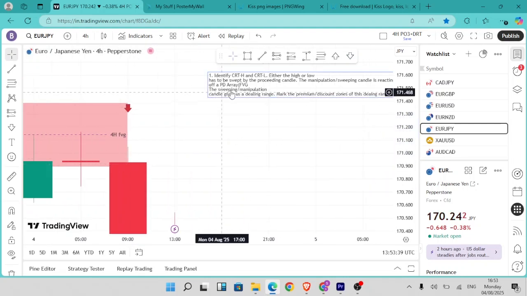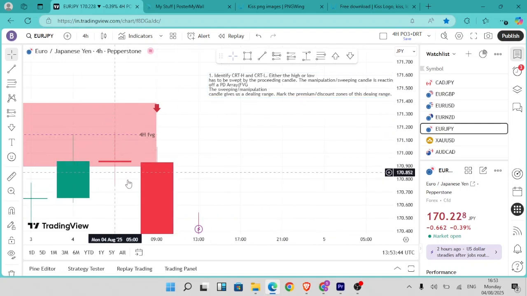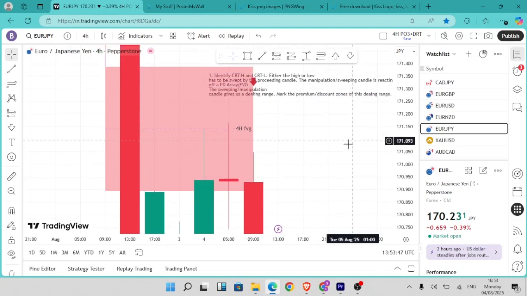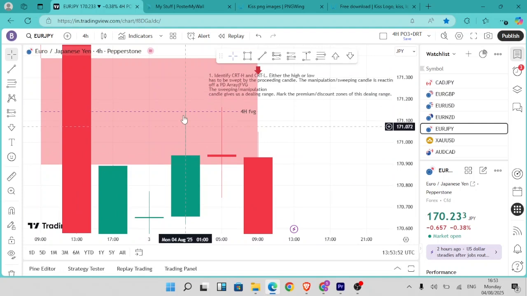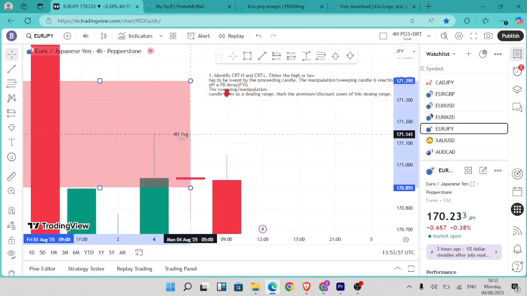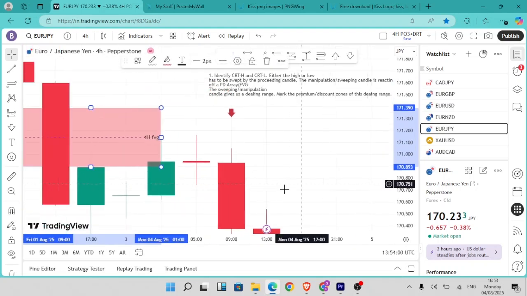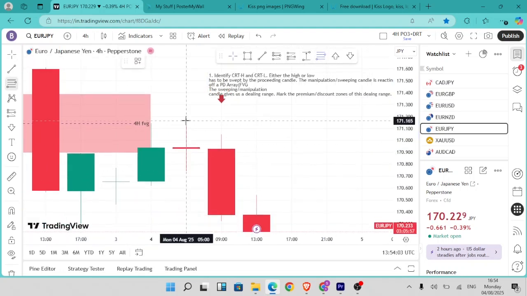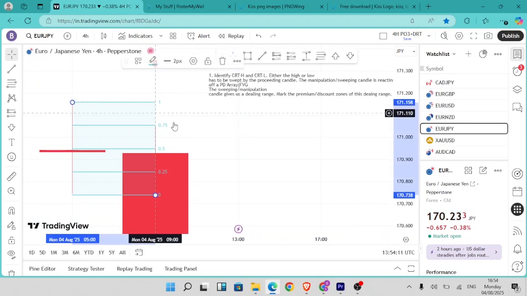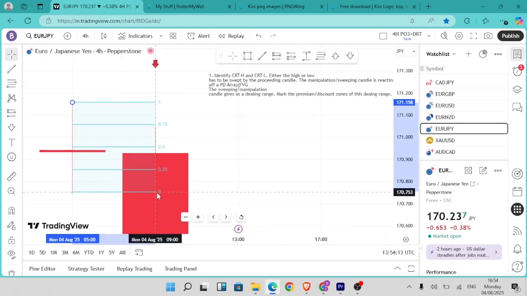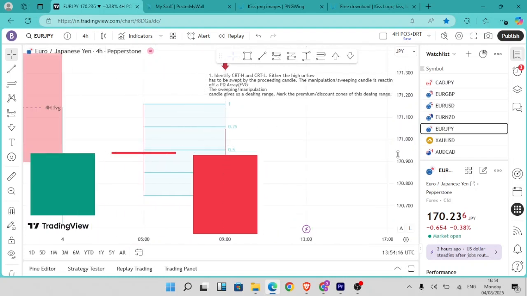Now we have said the sweeping or manipulation candle gives us a dealing range. So this candle, the sweeping candle, swept the high of this candle. So this candle gives us a dealing range. Let us mark that dealing range straight away, the high and the low of that candle, like that. You want to be as accurate as possible, right?